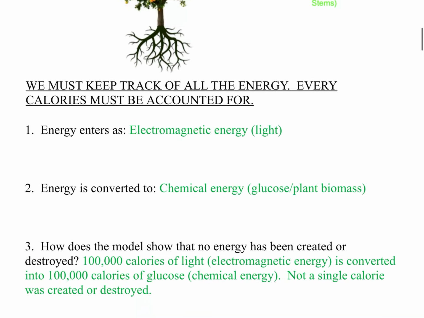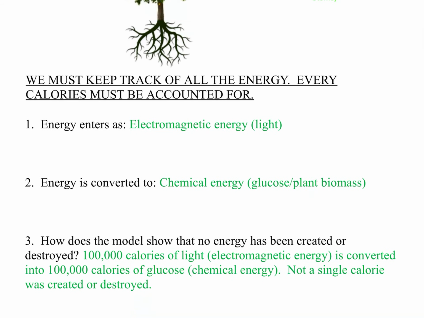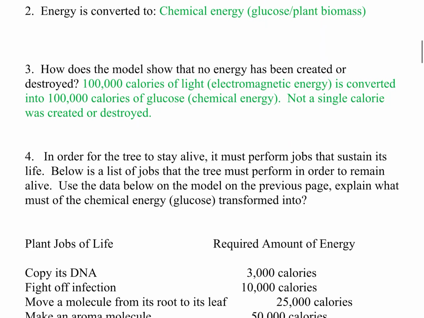So number 1, energy enters as electromagnetic energy, also known as light. Energy is converted into chemical energy, namely glucose. That's what becomes plant biomass. How does the model show that no energy was created or destroyed? Well, as I said, 100,000 calories of light is converted into 100,000 calories of glucose. Not a single calorie was created or destroyed.